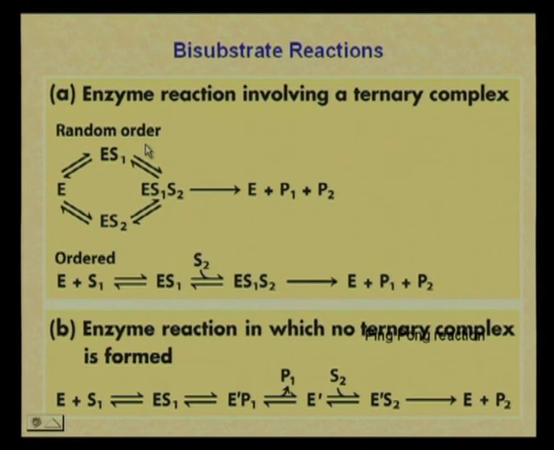You can either have a formation of a ternary complex where you have E, S1, S2 formed in a random order, or a sequential order where you have the products formed, or you could have a ping pong reaction where an enzyme and a substrate form an enzyme substrate complex ES1 that releases P1 before it binds S2. Then it releases P2 and the enzyme gets back to its original form, where what can it do? It can now bind another S1 and the reaction can go on.